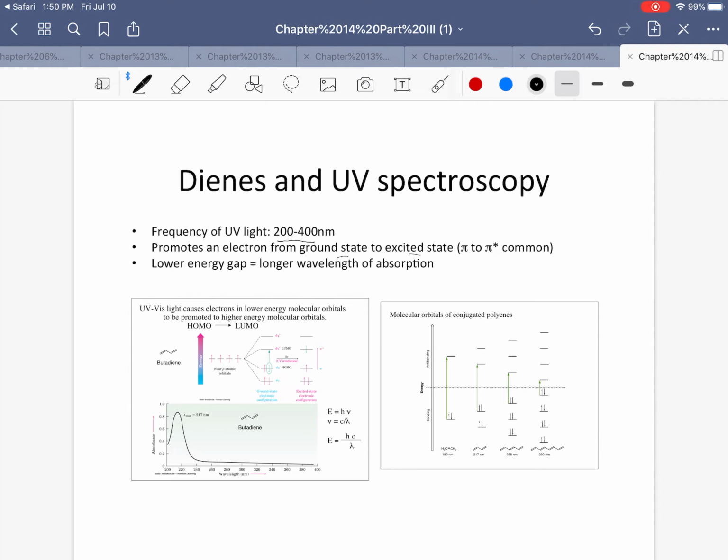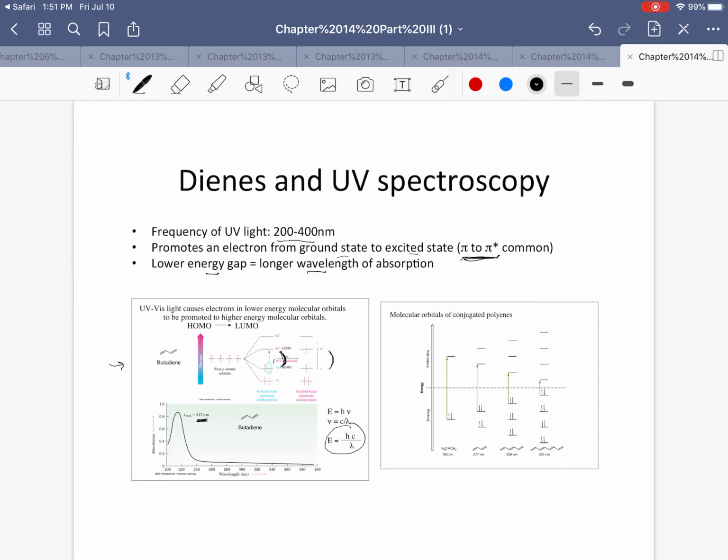So down here on the left, you've got, again, the molecular orbitals of 1,3-butadiene, and this is the pi to pi star gap here. So when you shine UV, you're promoting an electron from pi 2 into pi star 3. And that energy, you can use this formula, but it's inversely related to the wavelength. For 1,3-butadiene, the strongest absorption, or the lambda max, is at 217 nanometers.